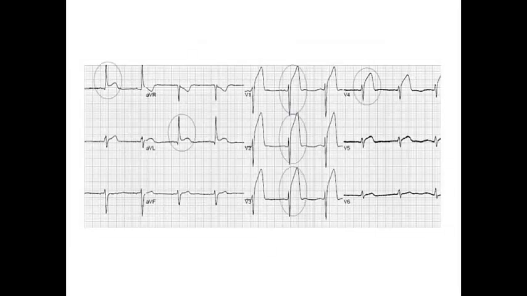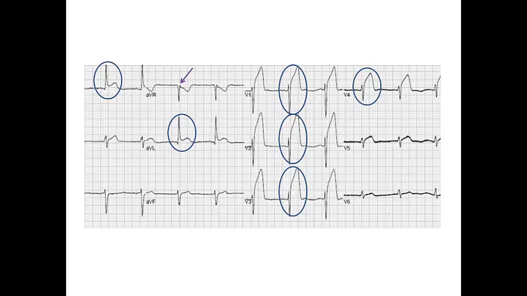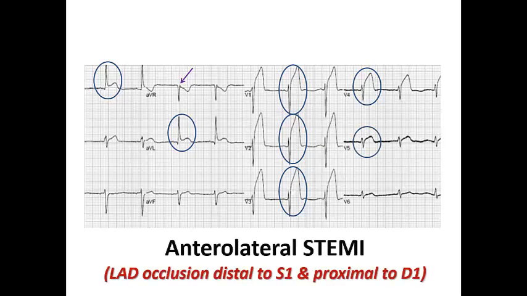As in this example, we can see ST elevation from V1 to V4 and also in I and aVL. So of course it is anterolateral STEMI with ST depression in aVR denoting proximal occlusion. So it is anterolateral STEMI, occlusion proximal to diagonal 1 and mostly distal to the septal perforator.